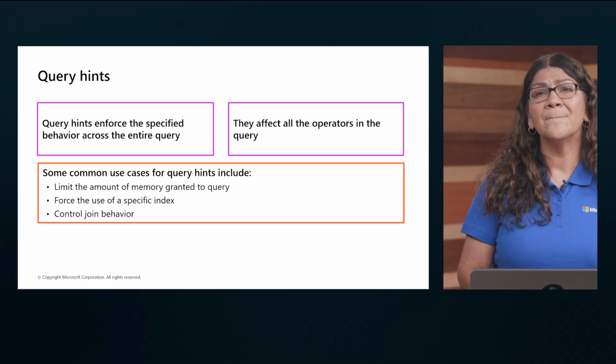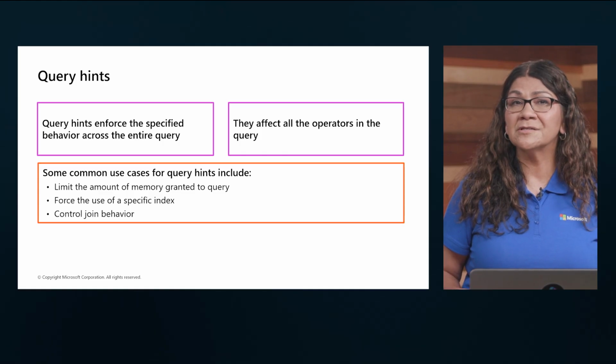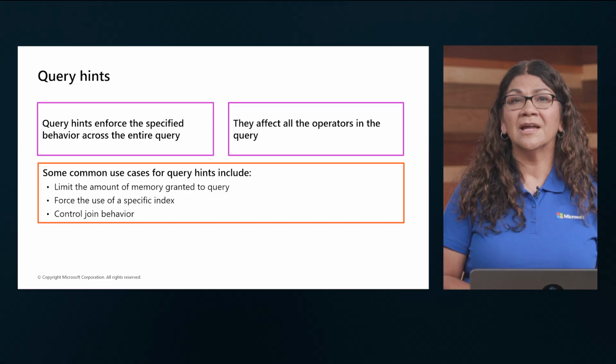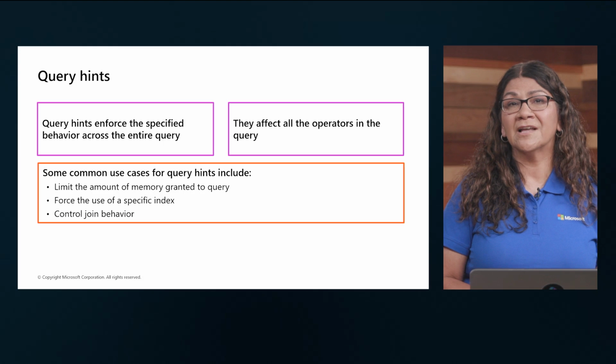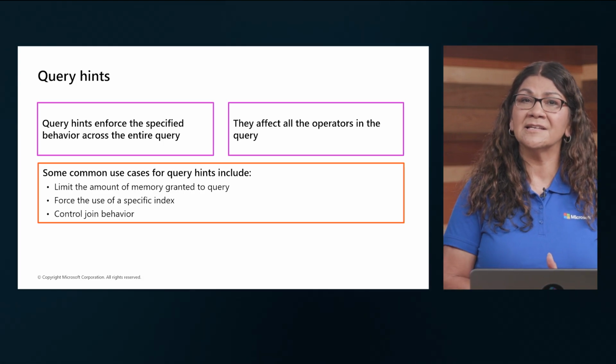And lastly, MAXDOP. This limits the number of processors used for parallel execution for a query, helping to control CPU usage. It's ideal for managing performance in high concurrency environments or when parallelism causes excessive resource consumption.